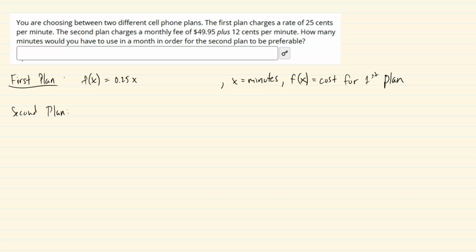The second plan is a bit more complicated. I'll call this function g of x for the second plan. And this is 12 cents, 0.12, per minute. But we're charged $49.95 as a monthly fee. You can't get around that. It does not have anything to do with the number of minutes you use. So this is g of x equals the cost for the second plan.